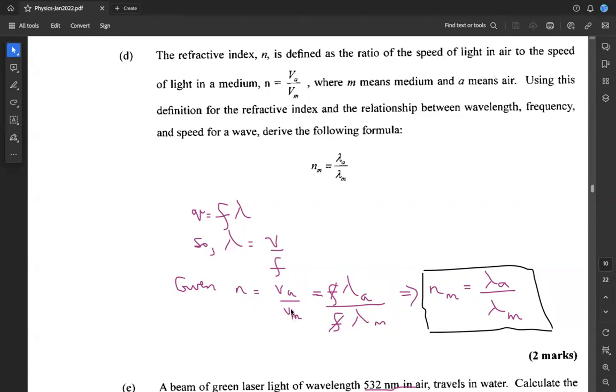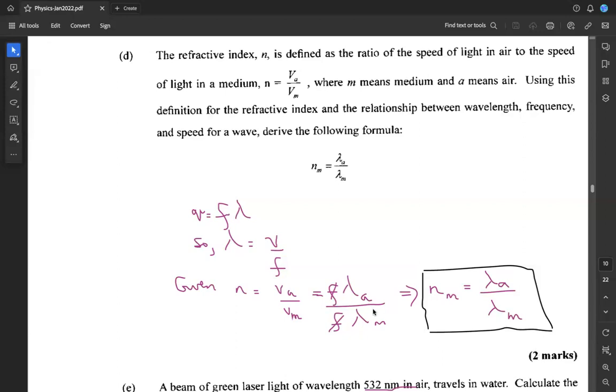For each of these speeds, we plugged in F lambda M and then F lambda A. But the frequency doesn't change as you go from one medium to another. Frequency is one parameter that's not changing. That's the same regardless of whichever medium you're in, right? And so we can cancel those frequencies because they're equal. Something divided by itself, we can cancel it. And so when we cancel that, we end up with N is equal to just lambda A over lambda M. And so that's our answer. They wanted us to derive this formula, and we were able to do that successfully, okay? All we did was use the equation that the speed is equal to the frequency times the wavelength, and we were good to go, okay? So that's what they wanted us to show here for 2 marks.